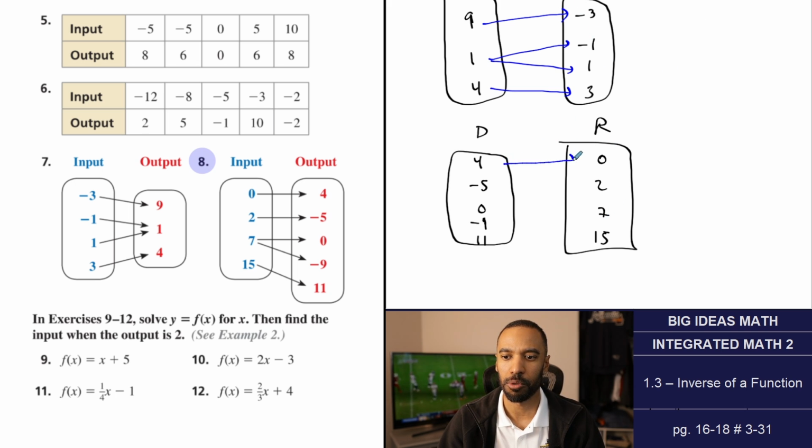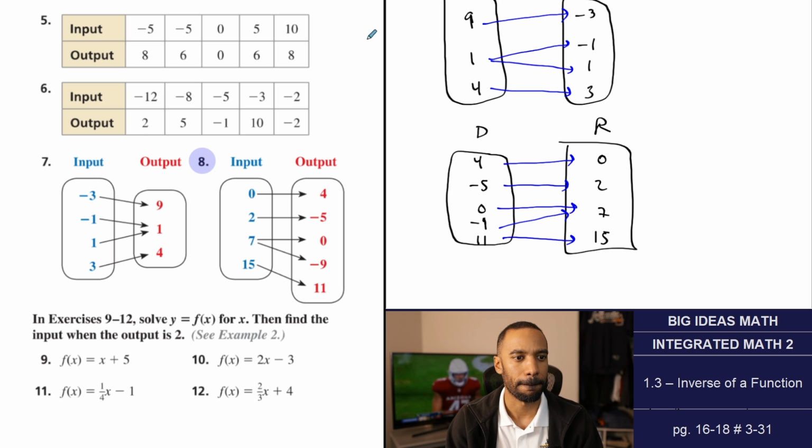All right, 4 goes to 0 because 0 went to 4. Negative 5 goes to 2 because the other way. 0 only goes to 7, and as does negative 1 instead of splitting off, and 11 goes to 15. So that would be the concept of the swapping when you take its inverse, and that's it, and that's all.